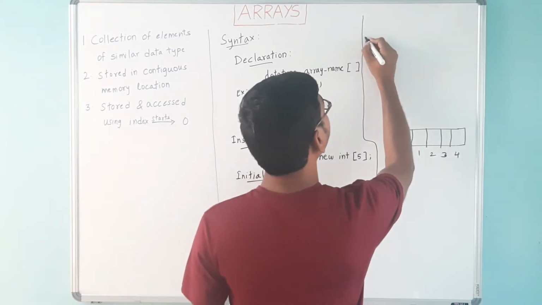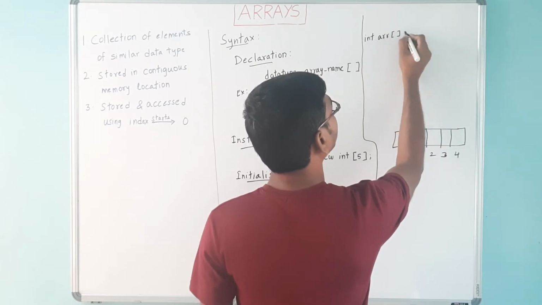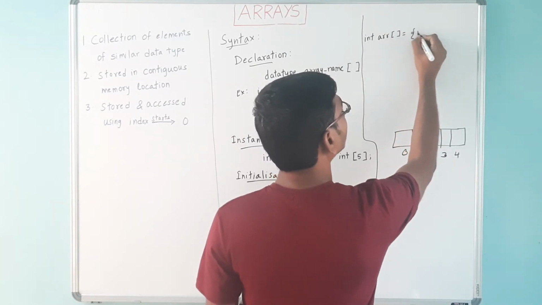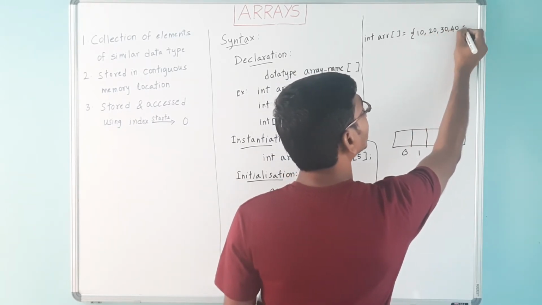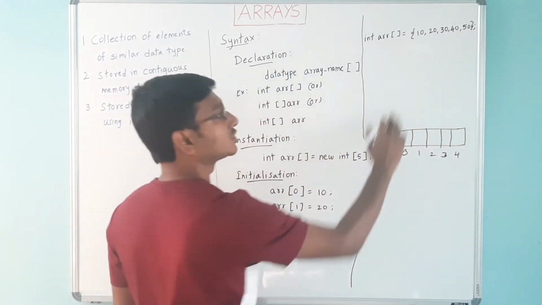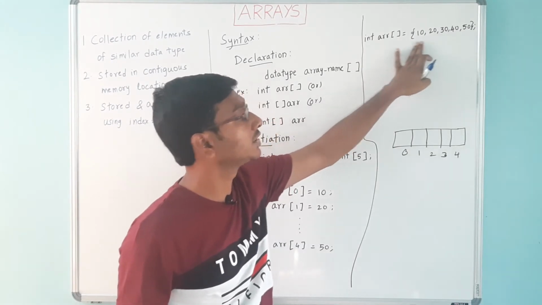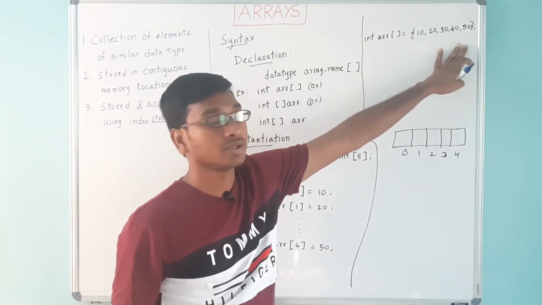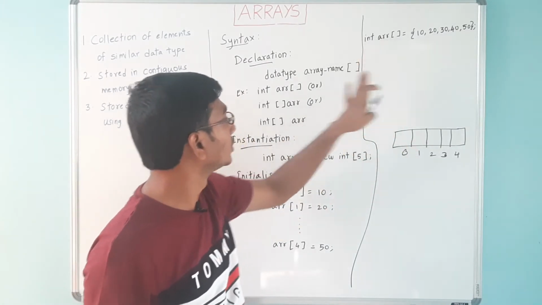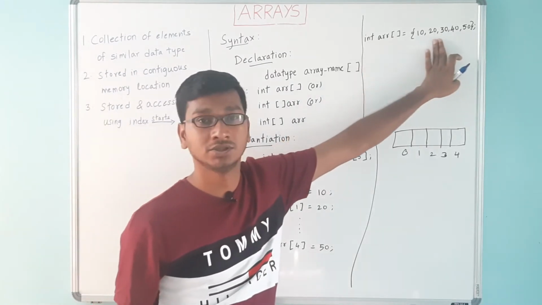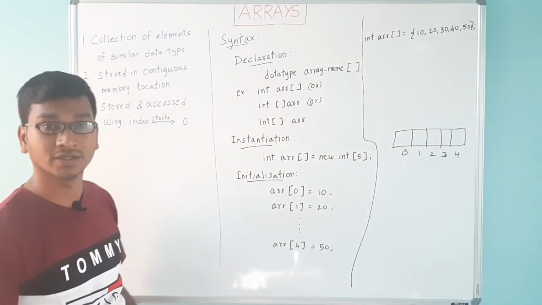So I have an integer array, this is the declaration part, and equal to, I can have the values mentioned here itself while declaring the array. So this takes care of declaration, it is automatically instantiated, and the values are initialized. And remember, these values can be initialized only at the time of declaration of the array. So these 3 parts can be done in a single step, like this: declaring, instantiating, and initializing the array. So this is the syntax of an array.